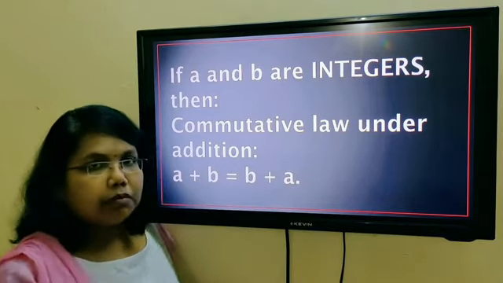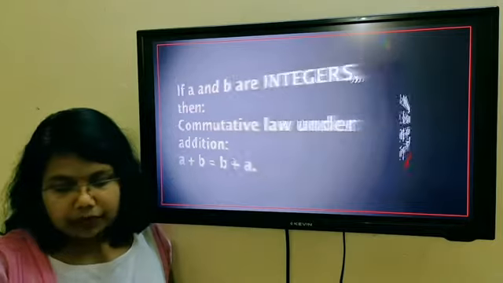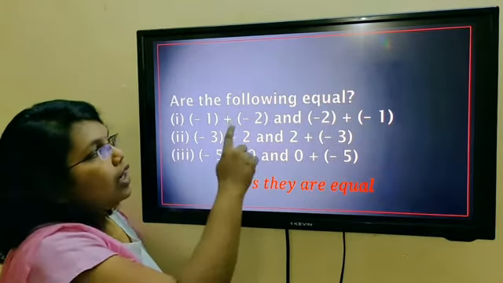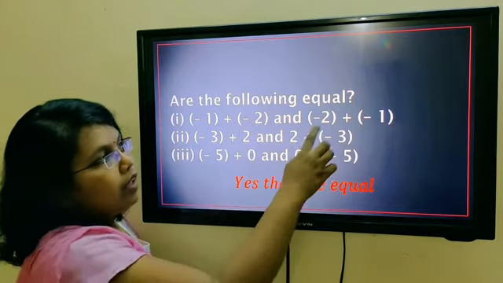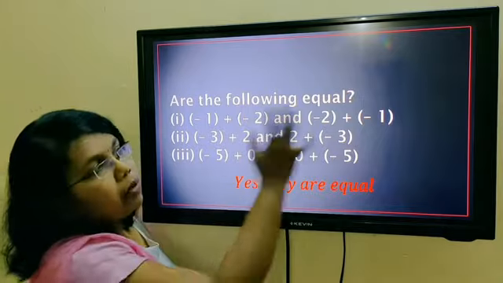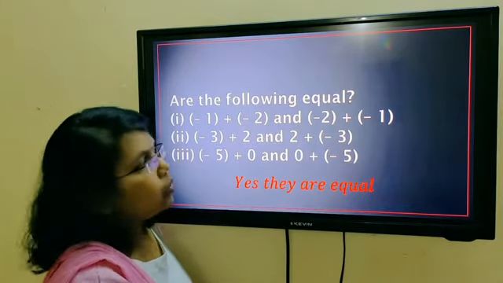Are they the same? Let us verify them with some examples. Now here, are the following equal? -1 added to -2 and -2 added to -1. What are we going to get? -3 in both the places. So that's why they are equal.